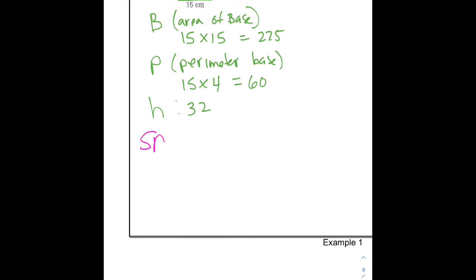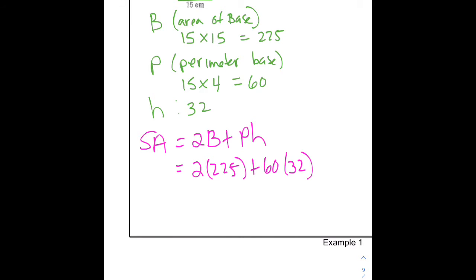I know that the surface area is 2 bases, and then my lateral area is perimeter times height. So that means I have 2 times 225 plus 60 times 32. I will let you do that in your calculator for the sake of time on the video, and you end up with 2,370 square centimeters. And remember, we measure this in square units.